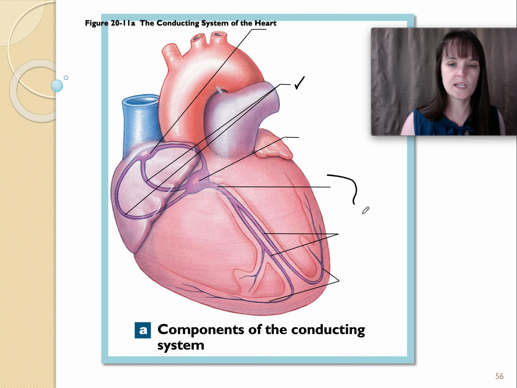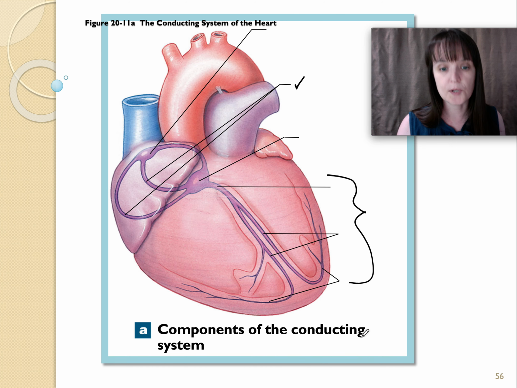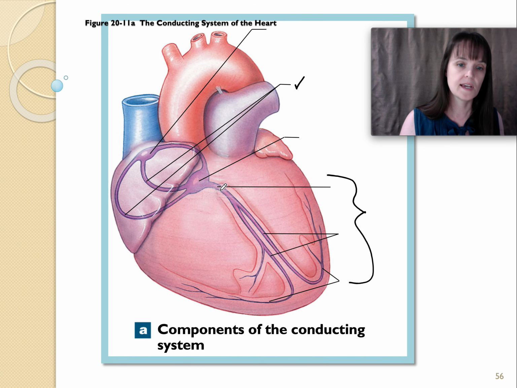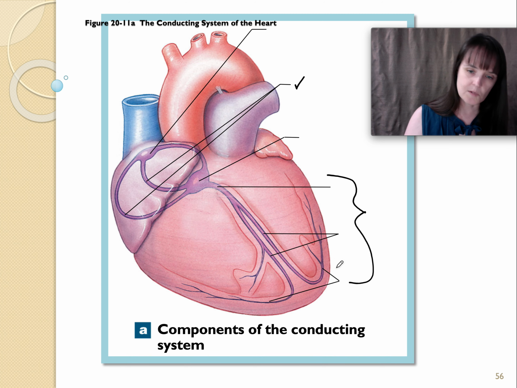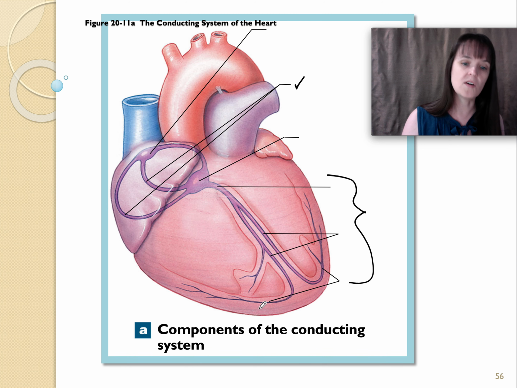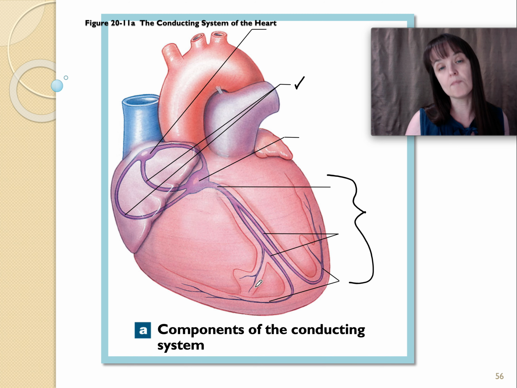And then the next bit includes the AV bundle, the bundle branches, and the Purkinje fibers. So this is the AV bundle, used to be known as the bundle of His, and the left and right bundle branches. Then once the flames go up the wall, it is Purkinje fibers, and this one by itself is the moderator band. So that's the conducting system in a nutshell.